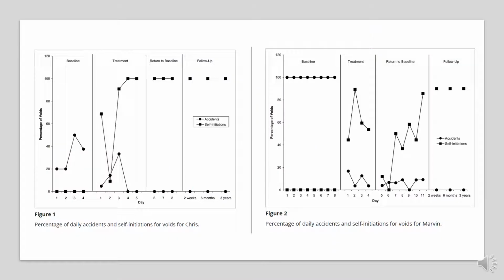And here are their results. So it's the percentage of daily accidents and self-initiation for both boys. You can tell in their study how they were starting off with more accidents than successes or self-initiations. But by the end of the study, both boys had definitely increased the amount of self-initiations that they were doing. Or I should say Chris was increasing the amount of self-initiations he was doing. Marvin's were a little more variable, but by the time he reached the follow-up stage, he was also self-initiating quite well.